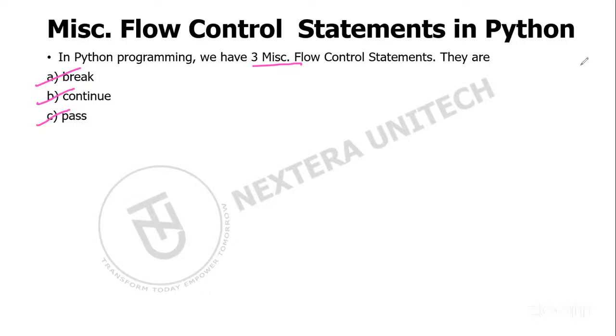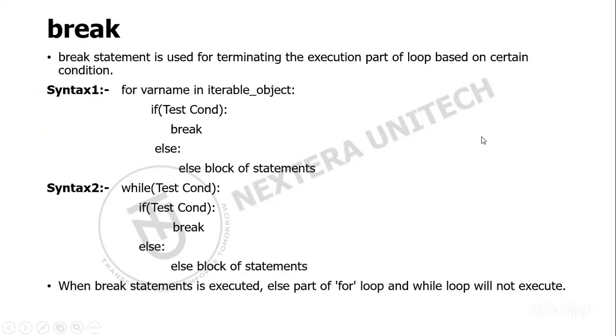So let us start understanding one by one. What is the first one? The first one is break statement. The break statement is generally used for terminating the loop permanently. Whenever you want to stop the loop based on a condition, we use break statement. In general, we can use break statement in for loop as well as while loop.